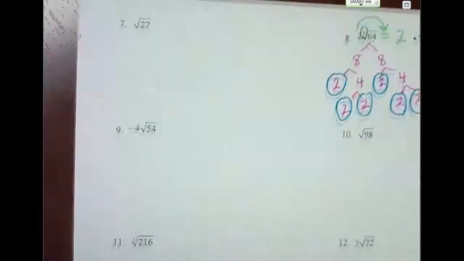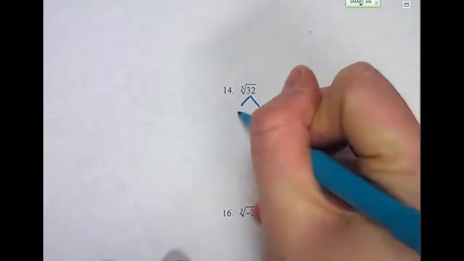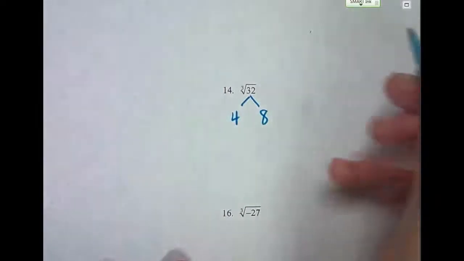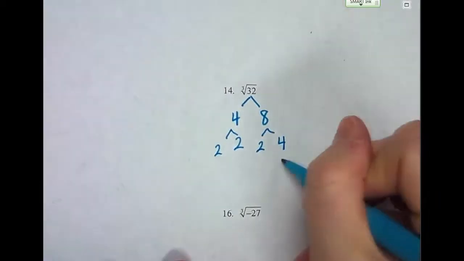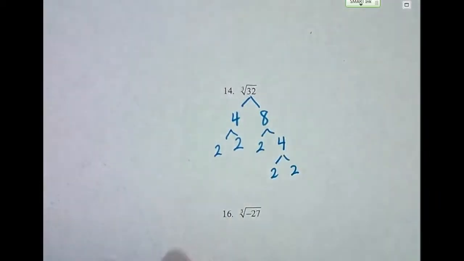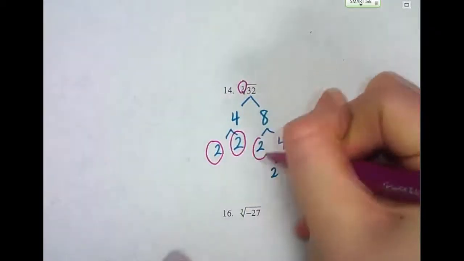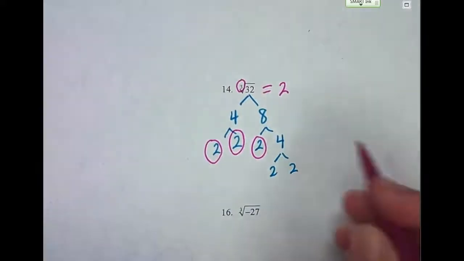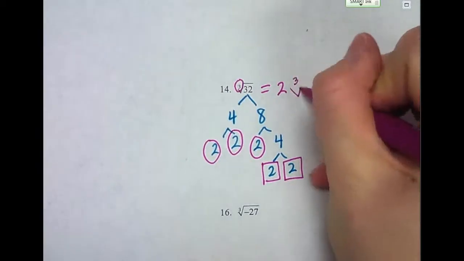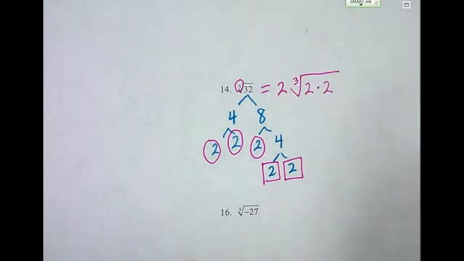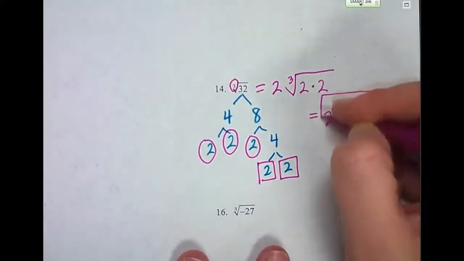So let's do another cube root one. Let's do number 14. Okay, so 14, there's no numbers to bring out front, so let's go ahead and break this down. 4 times 8 is 32. 4 is 2 times 2. 8 is 2 times 4, and 4 is 2 times 2. So again, we're looking for a group of 3. So I have 1, 2, 3. There's 3 2's that can come out. But then I have these 2 2's that are left over. They don't make a group of 3, so they have to stay on the inside of this cube root. And they get multiplied together. So my answer would be 2 cube roots of 4.